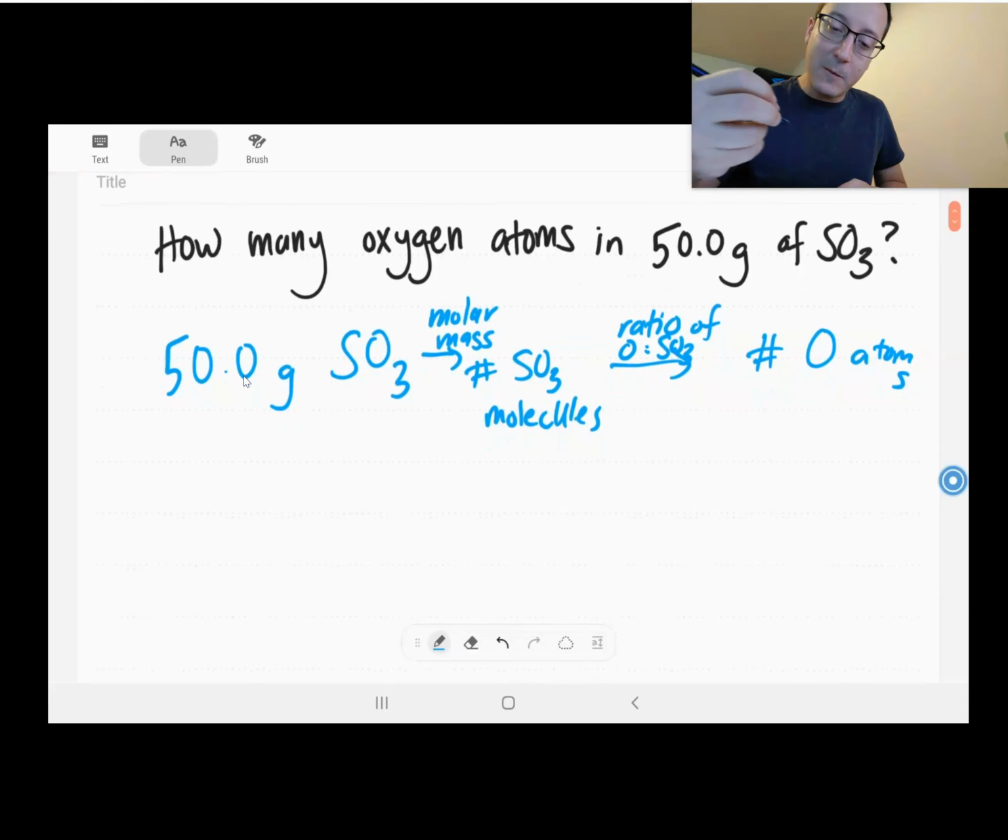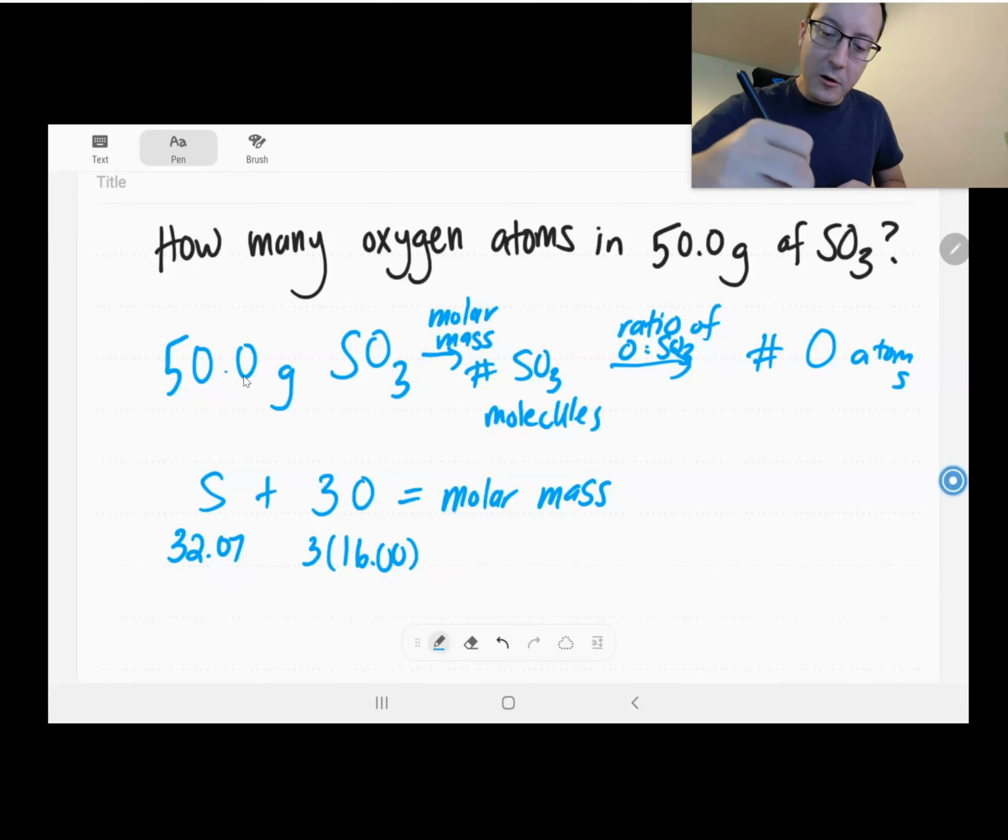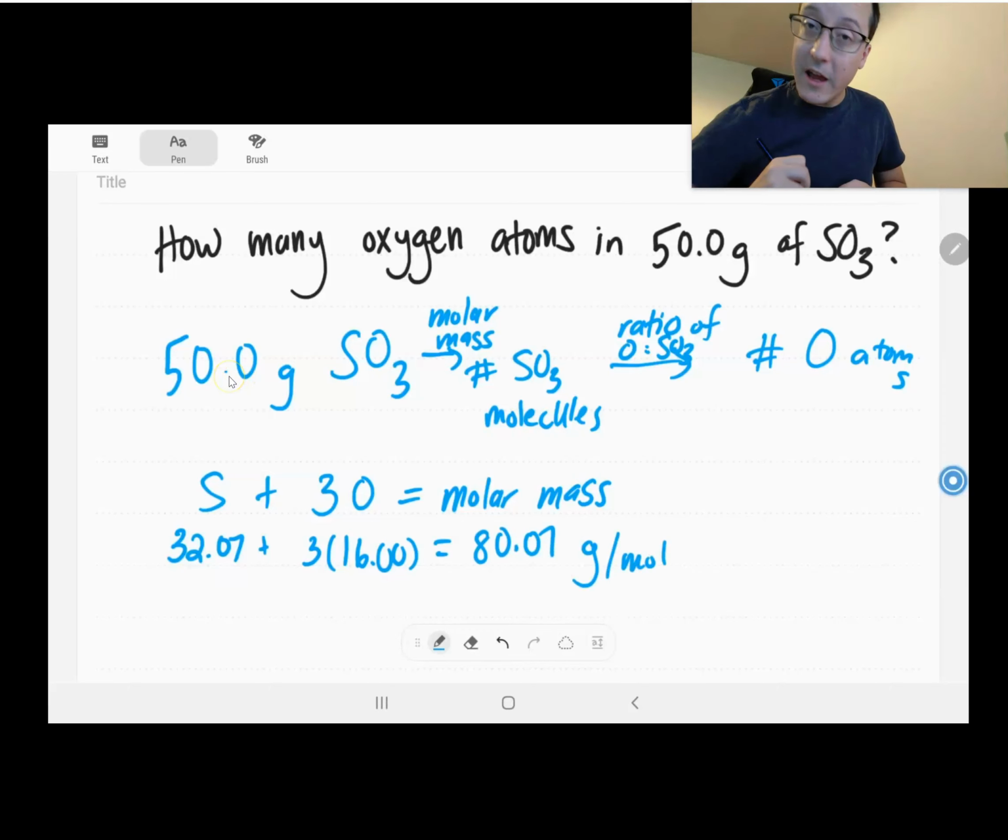If we look at the periodic table, we're going to see that we need to add sulfur plus 3 oxygens, which is going to equal our molar mass, right? The periodic table tells us that sulfur is 32.07 and oxygen is 16.00. If we add those up, we're going to get 80.07 grams per mole, or AMU. Remember, those two are the same units. Great, so we have our molar mass now.